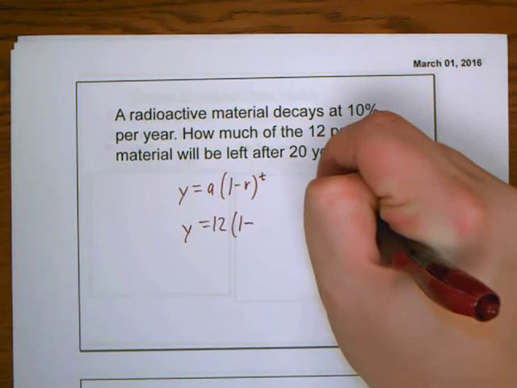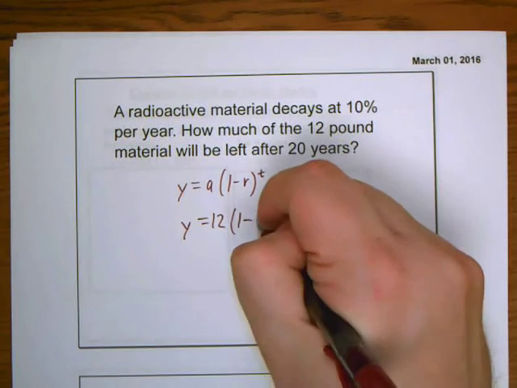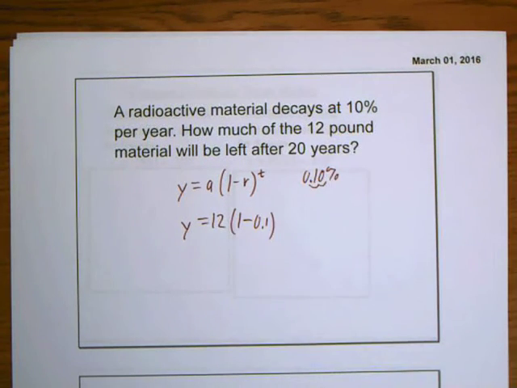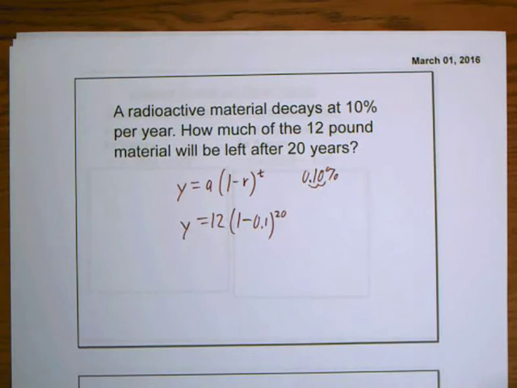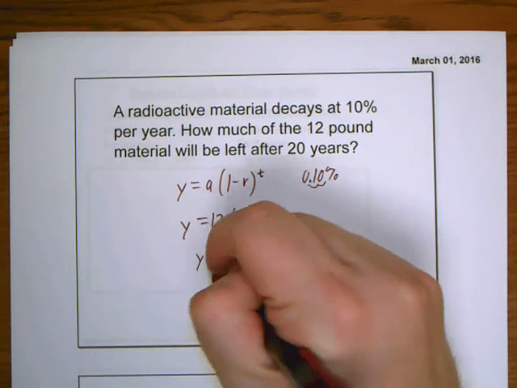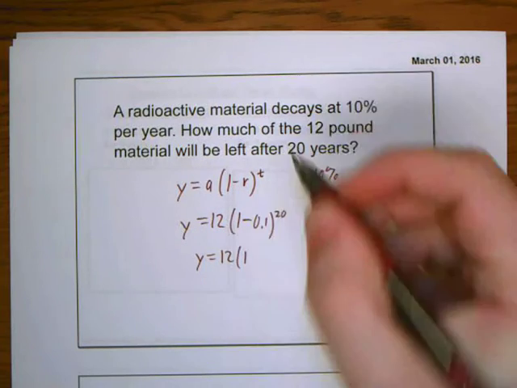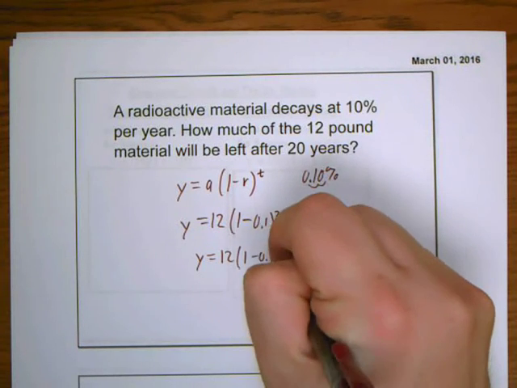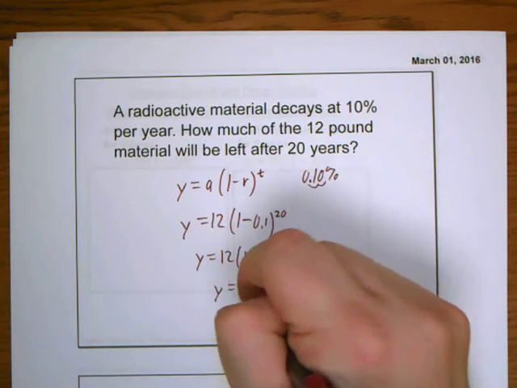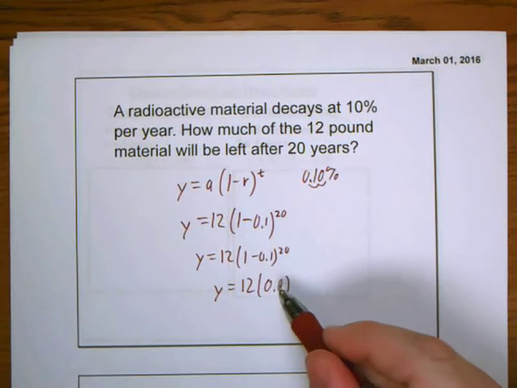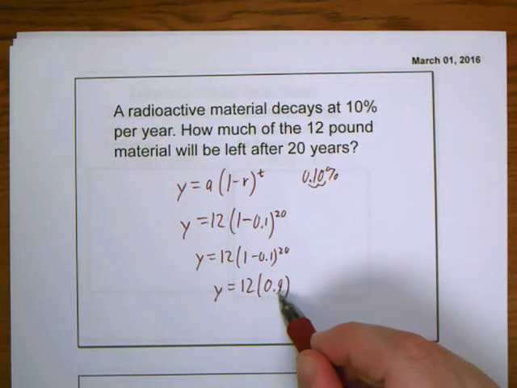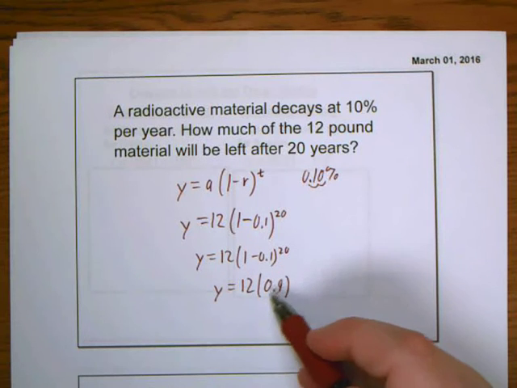times parentheses 1 minus, and again, we have to change this percentage to a decimal. So 10% as a decimal would be 0.1, raised to the t. In this case, our time was 20 years. So we simplify 12 times (1 minus 0.1) to the 20th. When we simplify that, it is going to be 0.9.